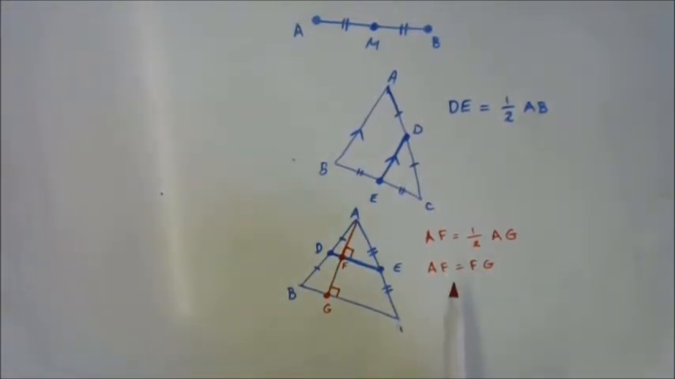So pay attention, make sure you're understanding this. AF, which is the height of triangle ADE, is half the length of AG. AG represents the height of triangle ABC. Okay?